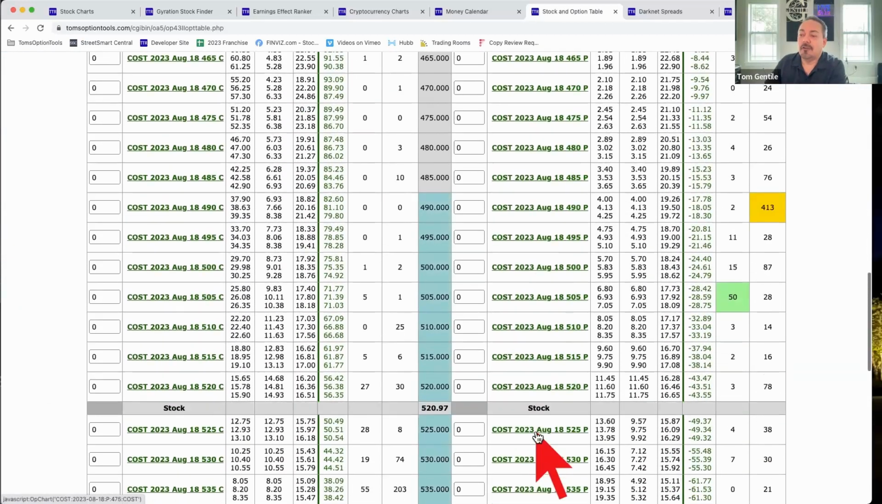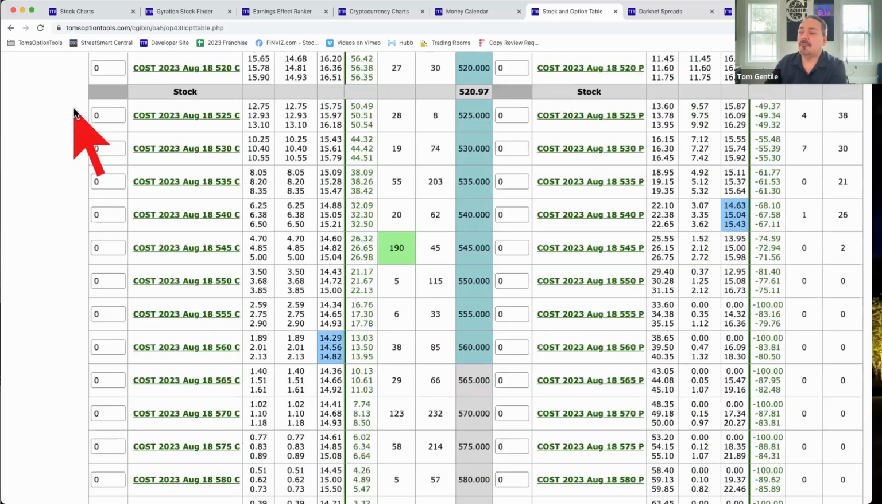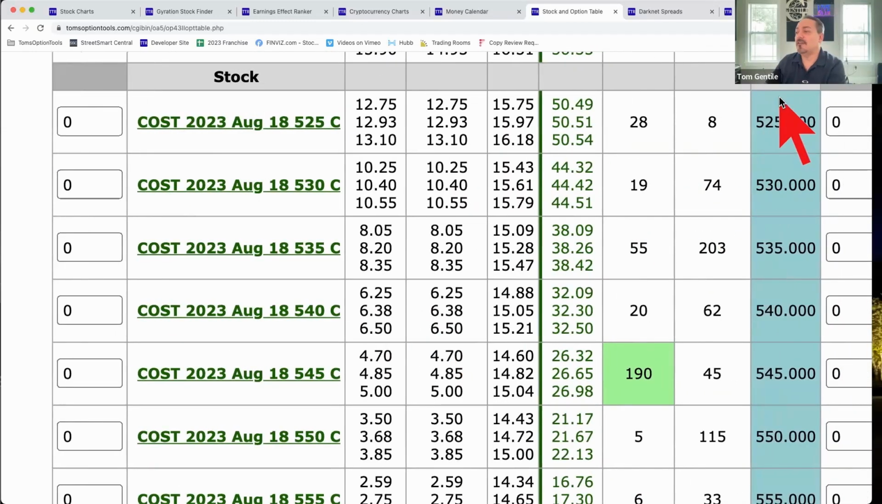Now I've got my calls on the left. I've got my puts on the right. Let's look at the call options for a moment, with the stock trading at $520.97 as the last print, all right?